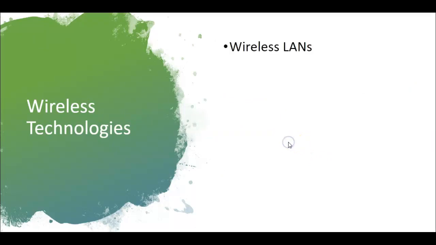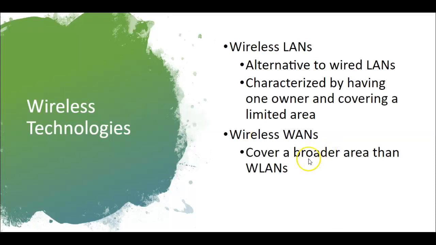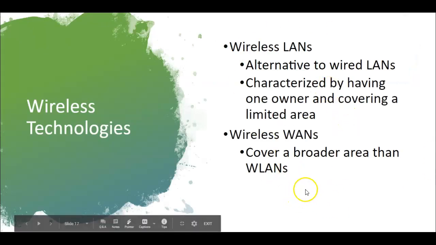Wireless technologies. There's wireless LANs, which are an alternative to wired LANs. It's having one owner and covering a limited area. And then there's wireless WANs, which cover a broad area, obviously. So it's the same thing as a LAN or a WAN, only it's wireless.